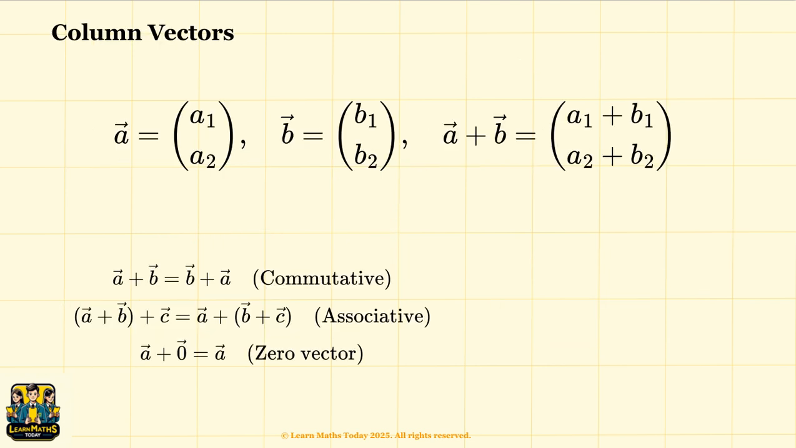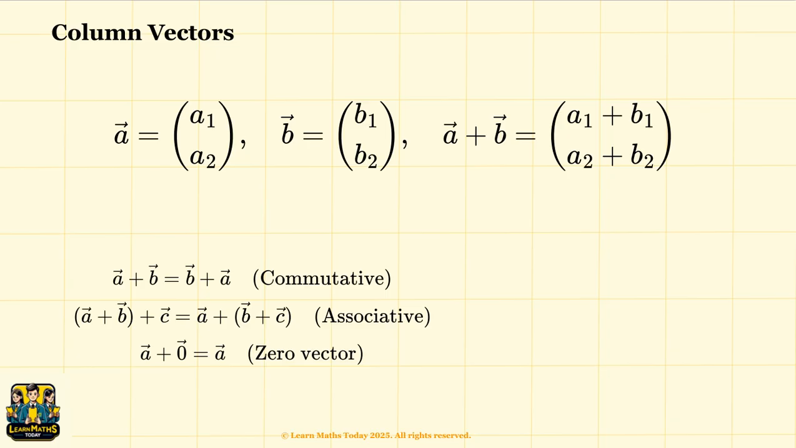Now let's move next to the addition of column vectors. To add two column vectors together is really simple. We just add the top parts together and the bottom parts together. It's like stacking the numbers and adding row by row. So if we have a column vector A that consists of A1 over A2 and a column vector B that consists of B1 over B2, if you sum vector A with vector B, you get A1 plus B1 over A2 plus B2.